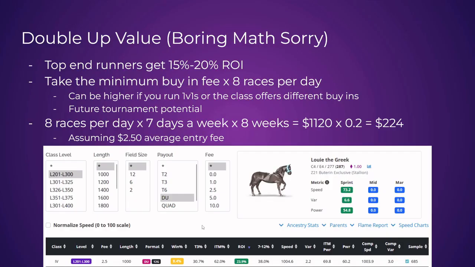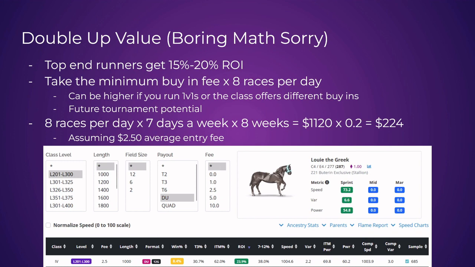And lastly here, I'm just going to quickly go through some boring math, so that you can get a rough idea of how you should value these runners. So this is just the racing side of it. A top end double up runner can get about 15 to 20% ROI in double ups.